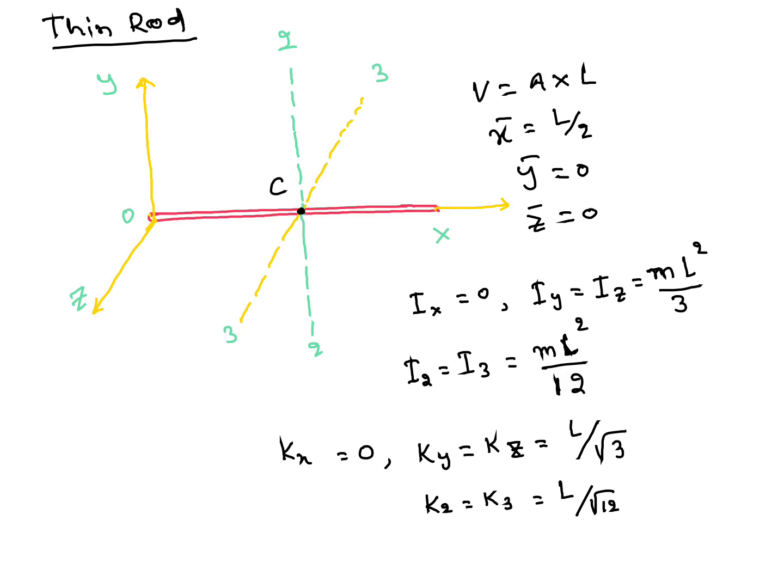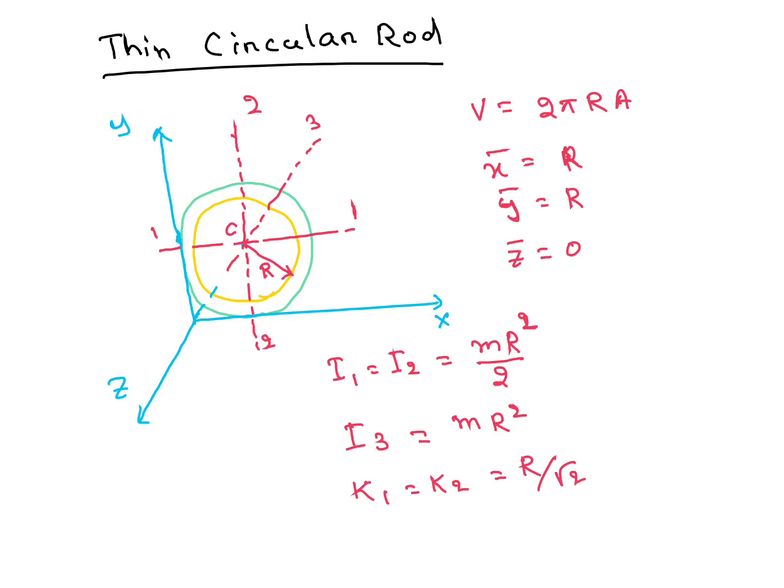Then for thin circular rod having radius r, volume is 2 pi r a and x bar, y bar and z bar, these are the centroid distance. X bar is r, y bar equal to r, z bar equal to 0. I1 equal to I2. This is useful for flywheel problems. I1 and I2 equal to m r square by 2. I3 is m r square and radius of gyration k1 equal to k2 equal to r by root 2. These are very useful in mechanics.